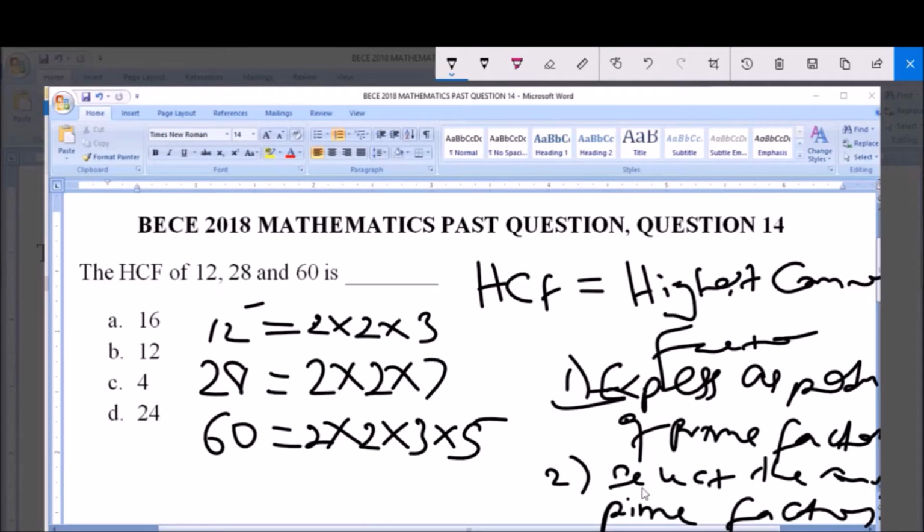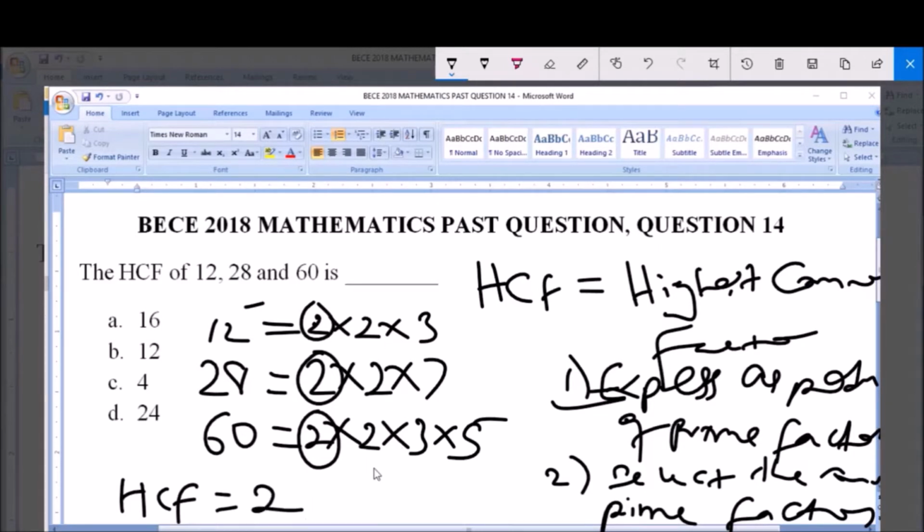The next thing now is to select the common prime factors. Now which of these prime factors are common? The common prime factor here is 2. 2 is common here, it is common here, and also common here. So we select that prime factor. So we say HCF is equal to, we have the first 2.